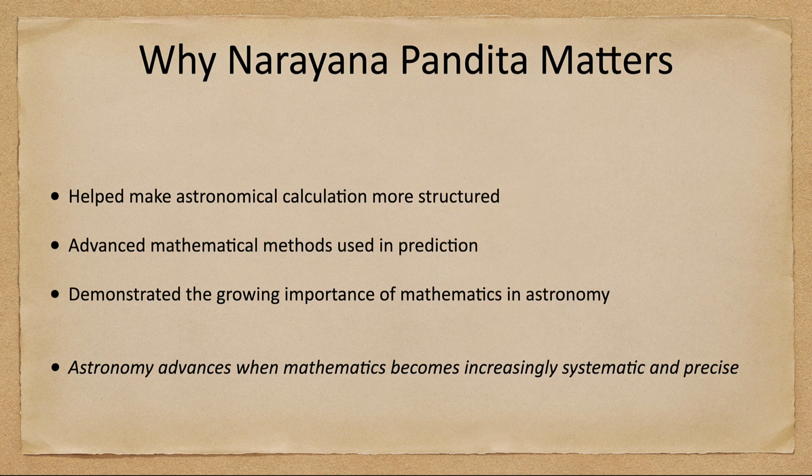The mathematical tradition strengthened by scholars like Narayana Pandita supported later developments in astronomy, including increasingly precise calculations and observational refinement. His work demonstrates how advanced mathematics can expand humanity's ability to describe celestial motion with greater accuracy.